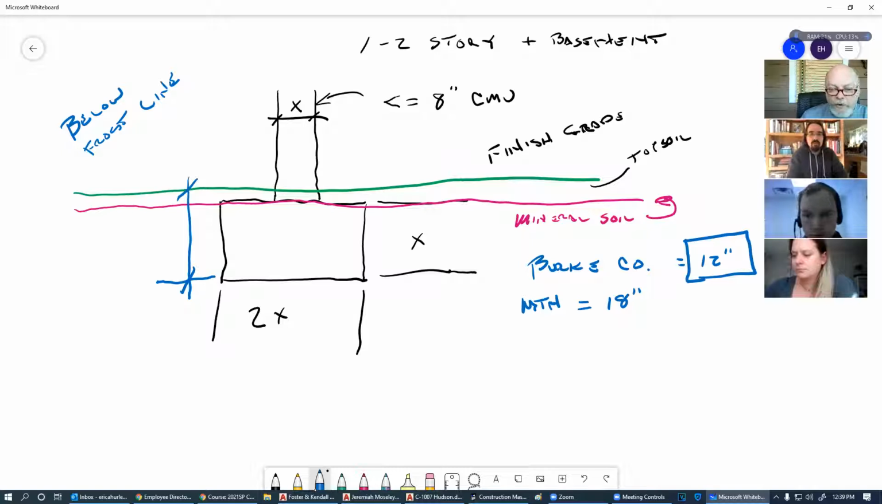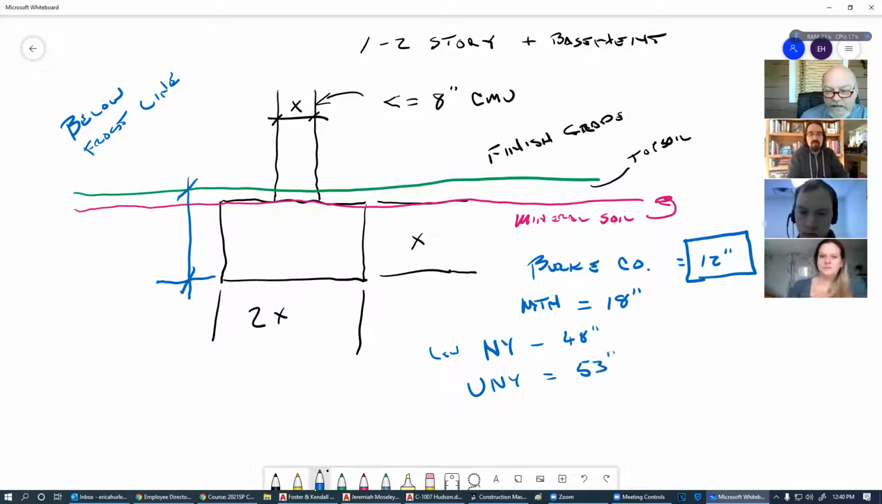Now let's go up north a little bit. My son lives in upstate New York. Now let me say this. In lower state New York, it's got to be 48 inches. But in upstate New York, where he's living now, it's got to be like 53 inches, I believe it is.